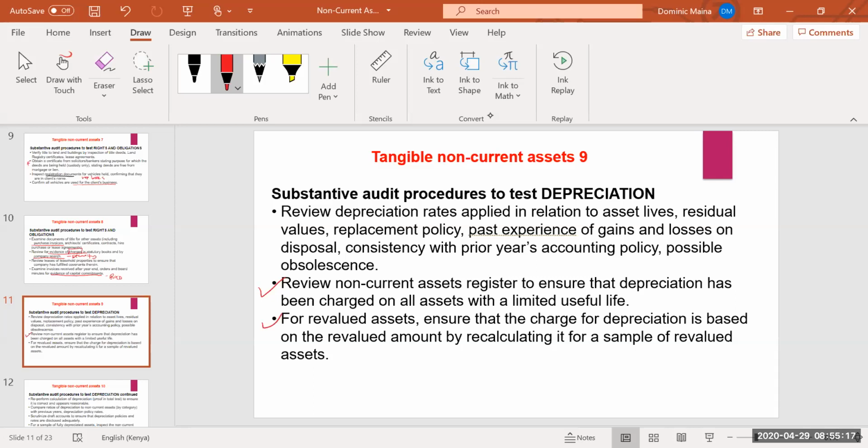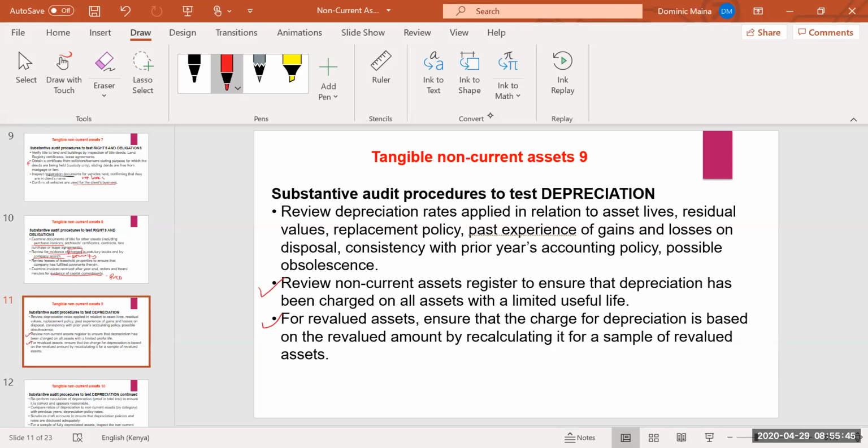If there was any revaluation during the year, and some assets are being revalued, and these assets have a useful life, don't forget that we now need to charge depreciation not on the book value at the time of the revaluation, but on the revalued amount. The charge for depreciation ought to be on the revalued amount.